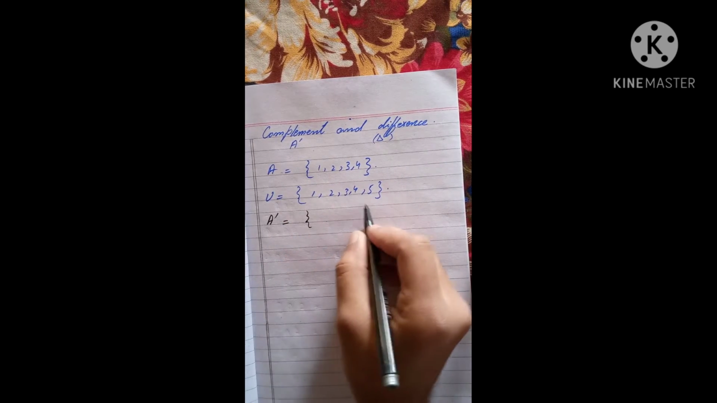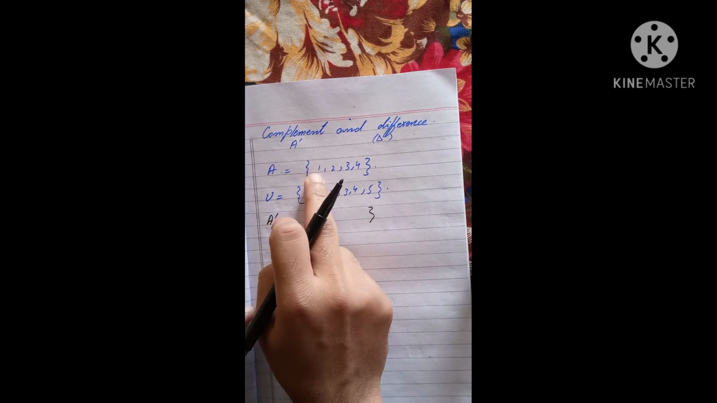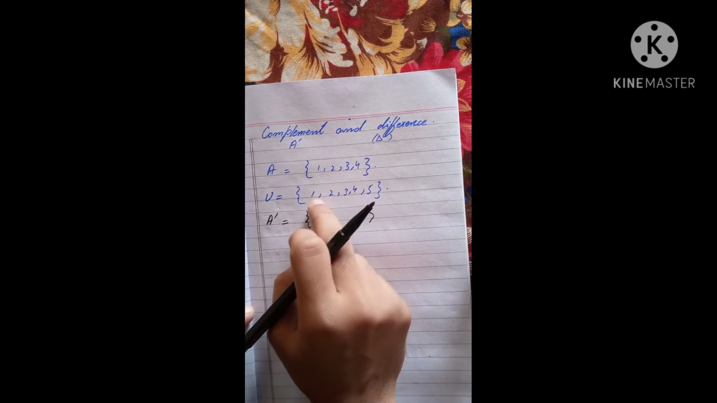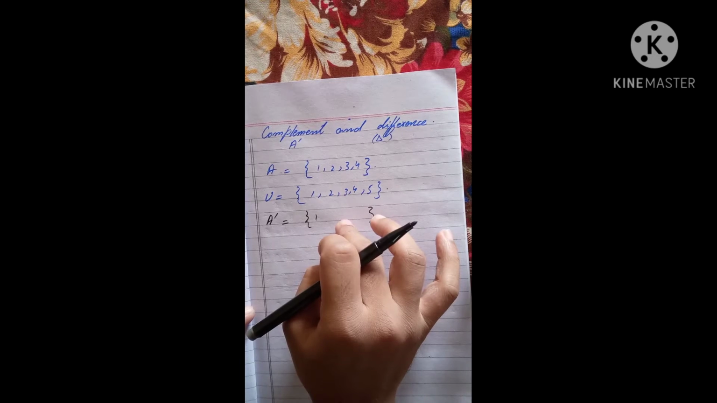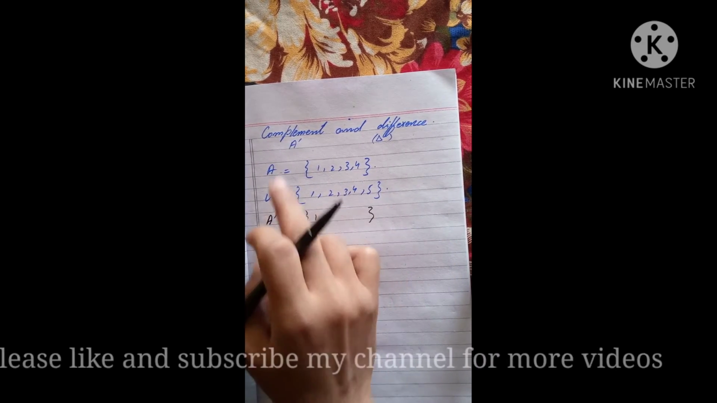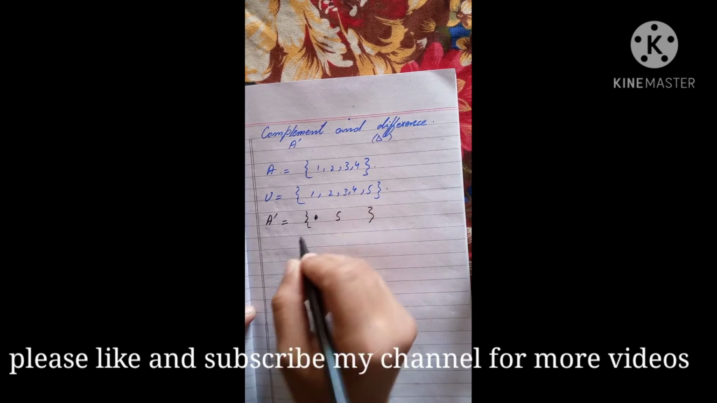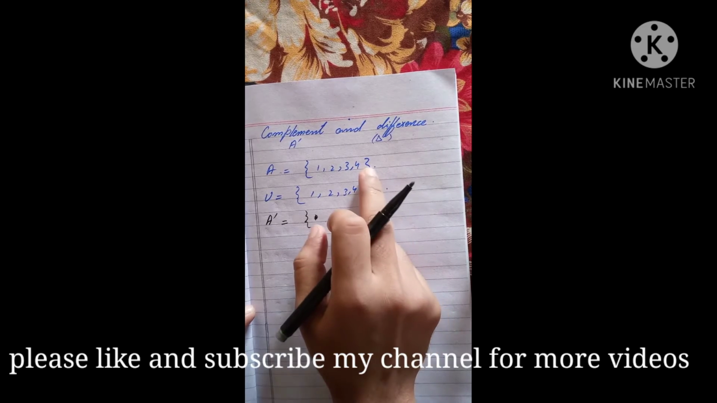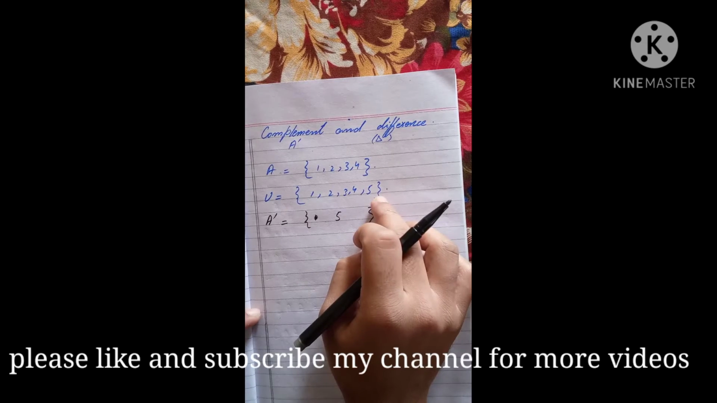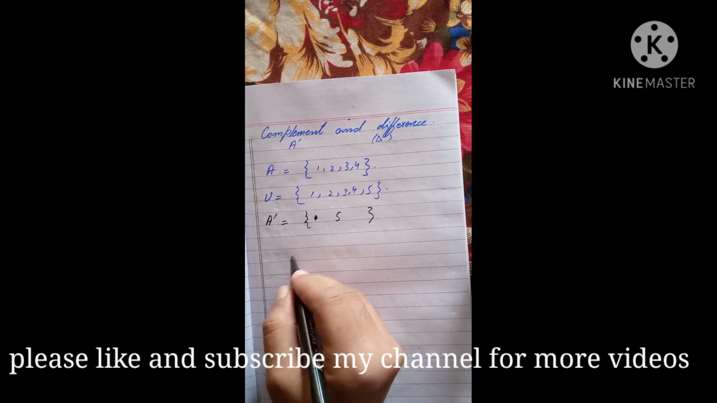Just like, it would be 1, 2, 3, 4, 5 and 1, 2, 3, 4. These elements are present in both sets. Then the complement of A will be the element which is not present in set A. So 5 is not present in the set A, so the complement of set A will be 5.